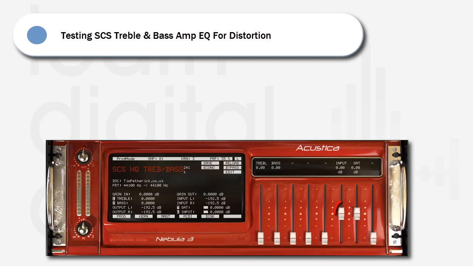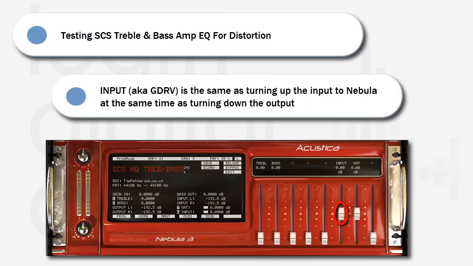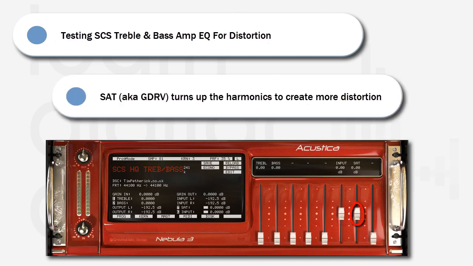The input control is the same as the GDRV, aka G drive, on other programs. It's the same as turning up the input to Nebula at the same time as turning down the output. The SAT control is the same as the one usually called drive. It turns up the harmonics to create more distortion.